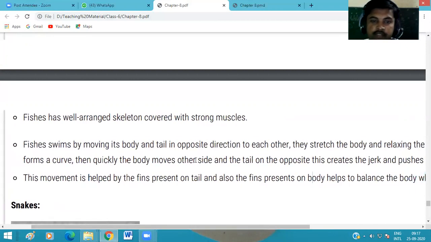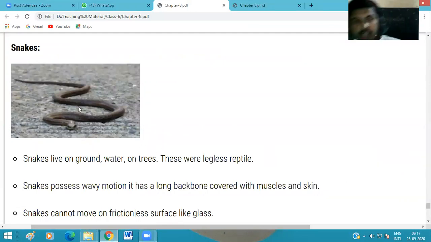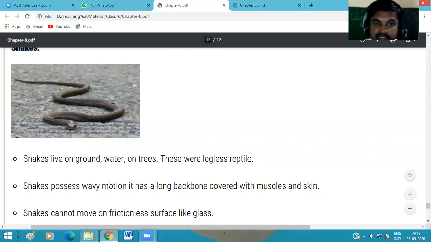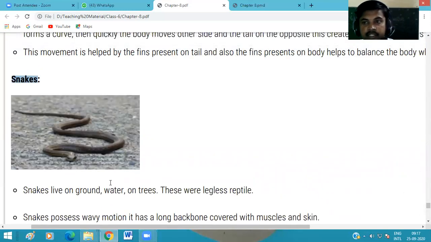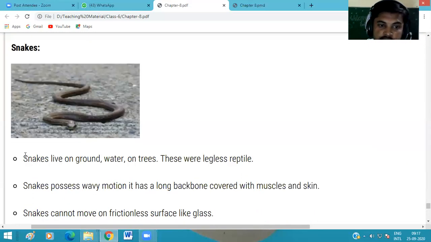Let's come to the next movement of an organism. Which organism is there? Snake. You see them in many places, on TV, in the zoo and in our surroundings also. When you see the snake, it moves in a zigzag way. Snakes live on the ground, in water and on trees. These organisms are legless reptiles, which means snakes don't have any legs, so we call them legless.